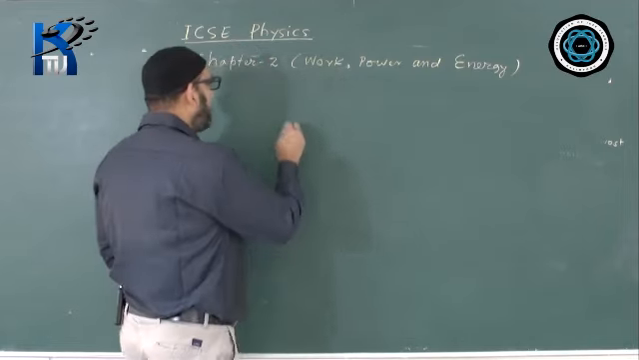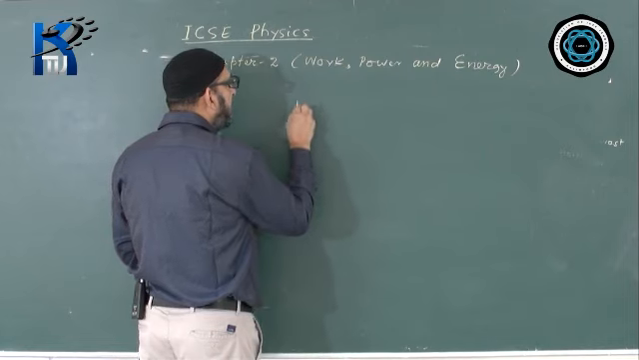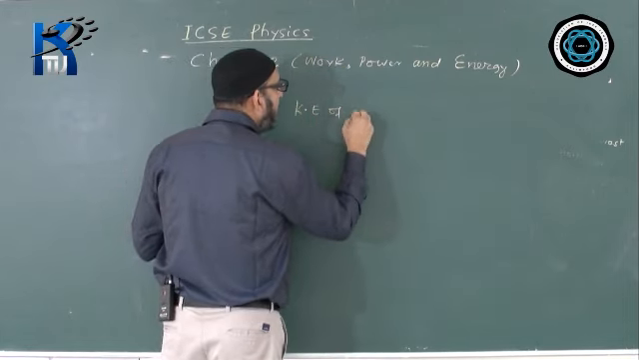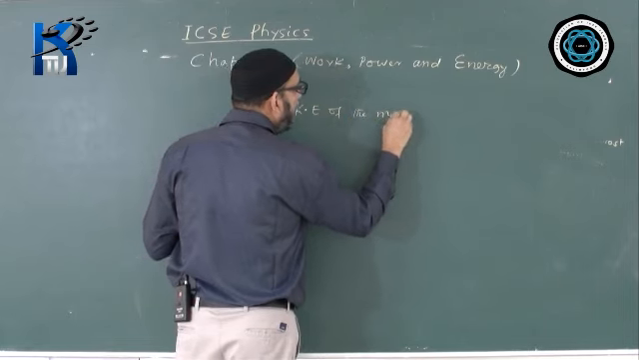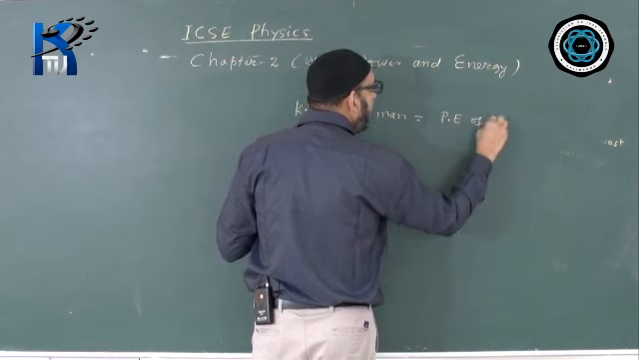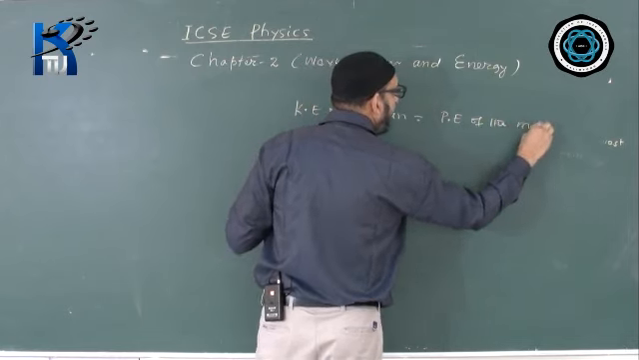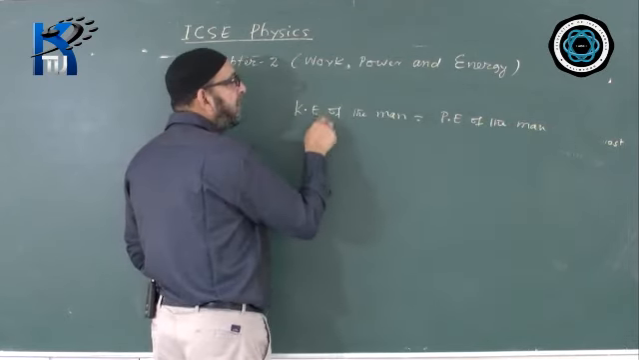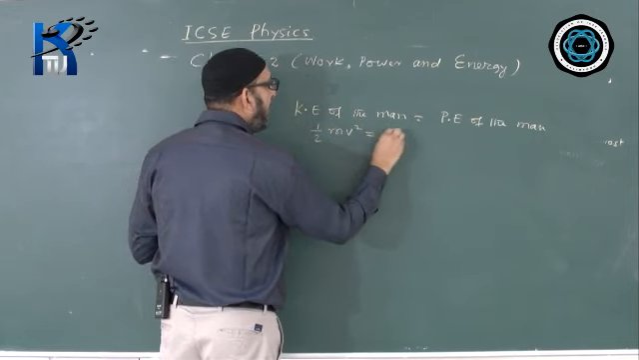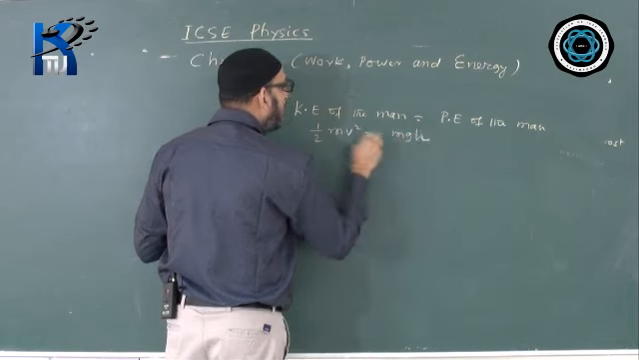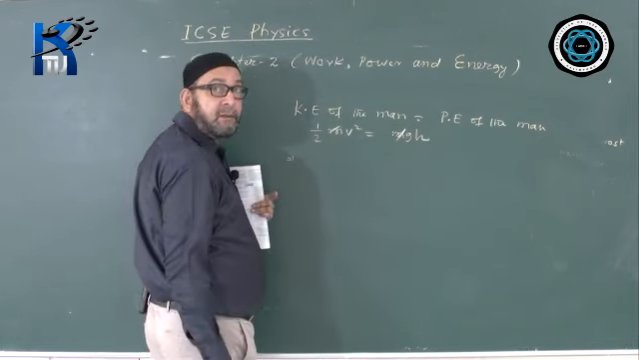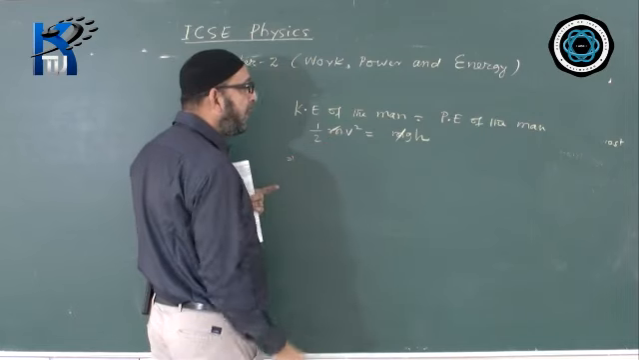So we will be doing it like this. We will write the answer like this: kinetic energy of the man is equal to potential energy of the man. He is changing his kinetic energy into potential energy. The kinetic energy formula we can write as half mv square, and here we will write mgh. So m and m cancel. Thus the mass of the man in this question may not be required.